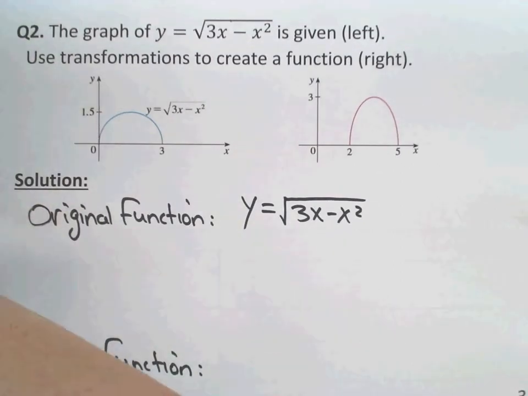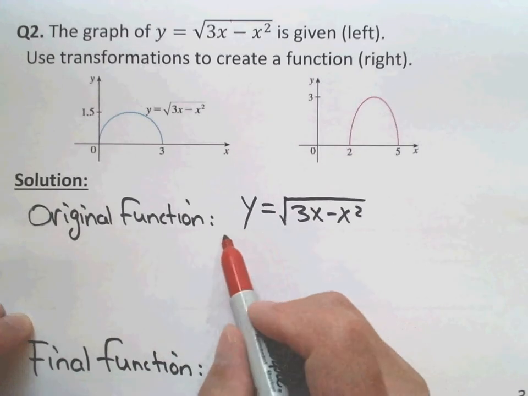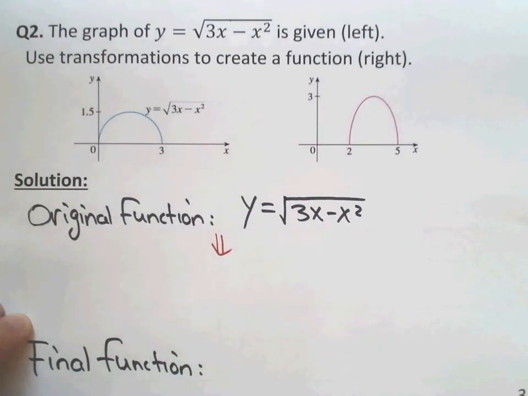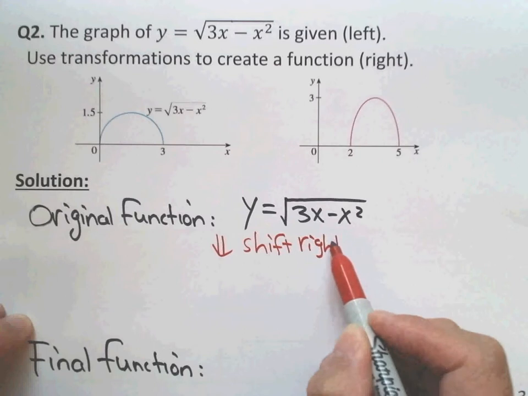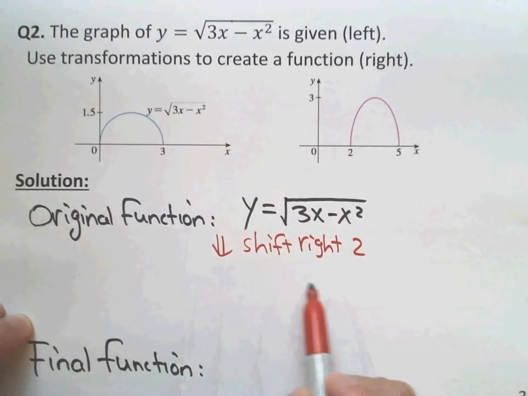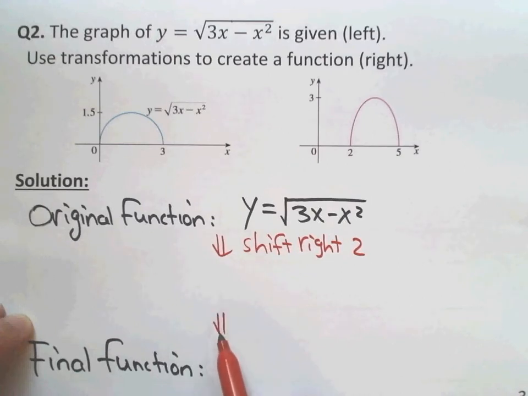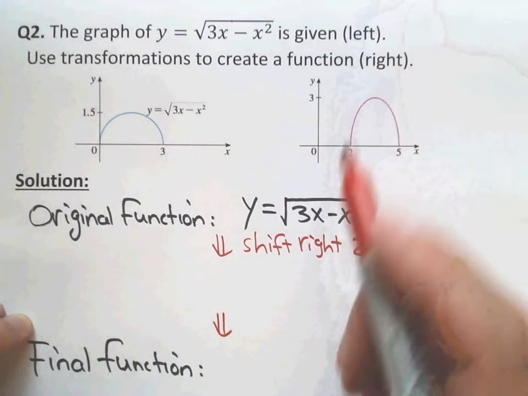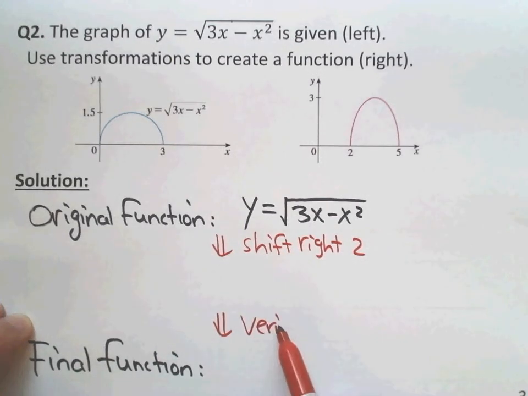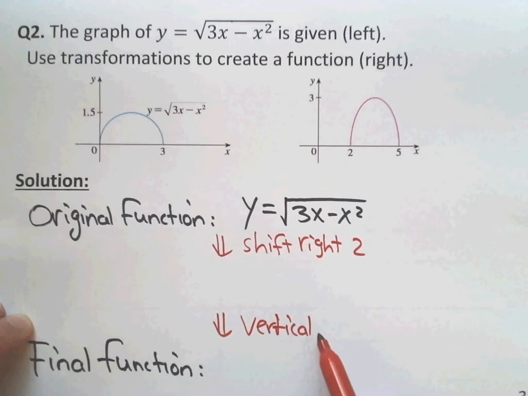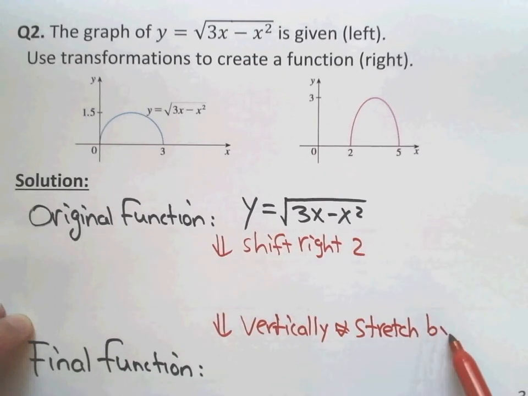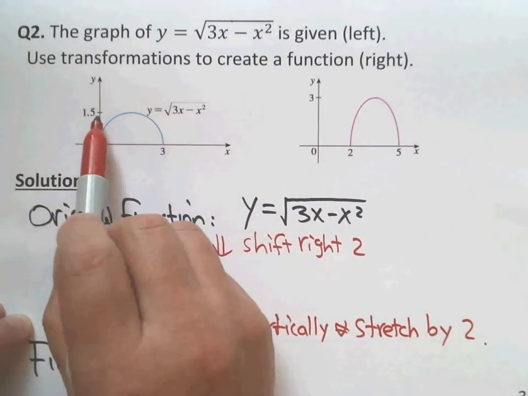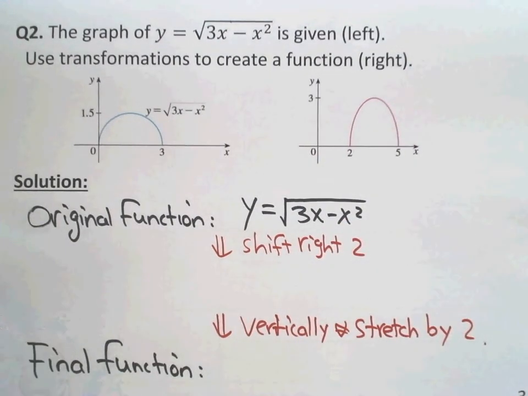The first step is shift right 2. We get a function, and I will put it here. Then the second step is vertically stretched by 2. Why by 2? Because from 1.5 it goes to 3. Now we can figure out the middle function, and then we can get the final function.